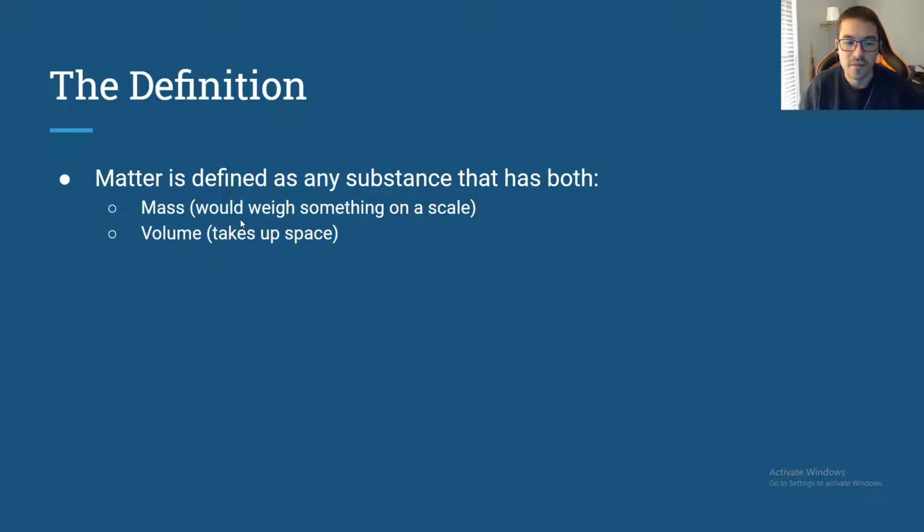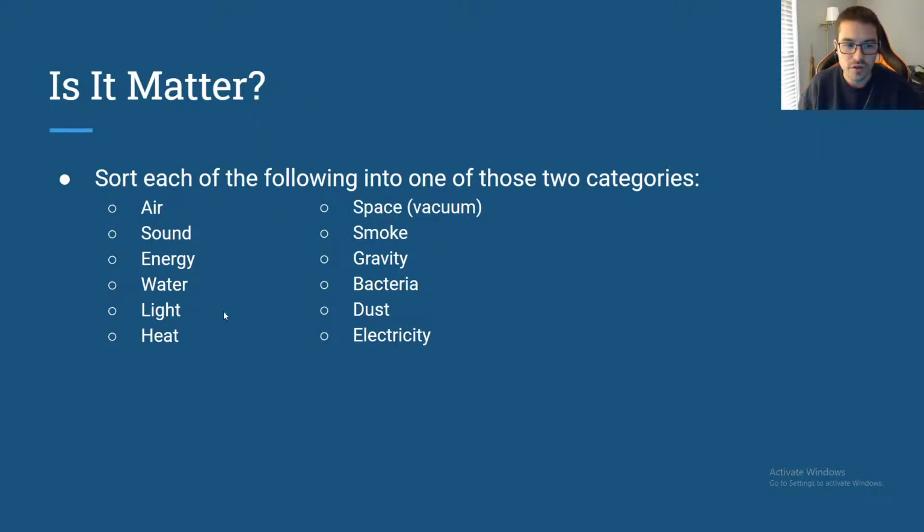Okay, so mass means that it would weigh something if you put it on a scale, and volume means that it would take up space. Okay, so like three-dimensional space. Okay, so like you are matter. Okay, because you weigh something and you take up space. And a lot of other things that you can think of also count as matter. I have a bit of a list here, and I'm going to quickly go through this list and tell you which of these things are and are not matter.